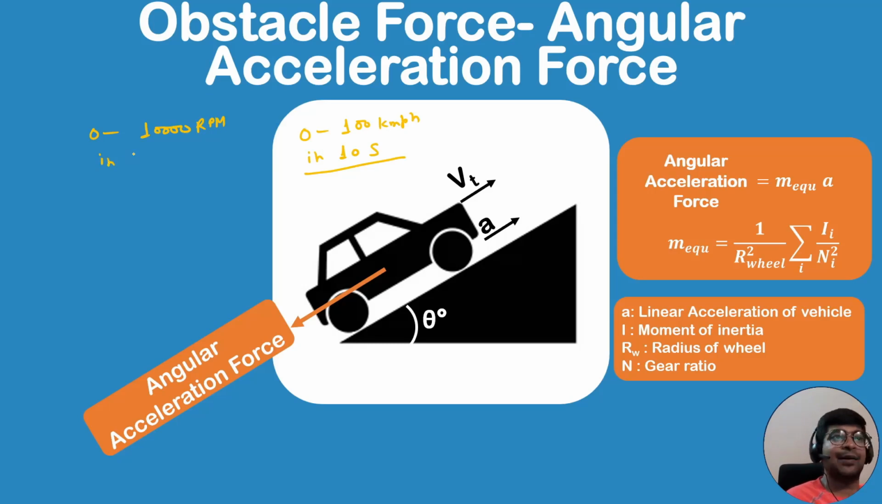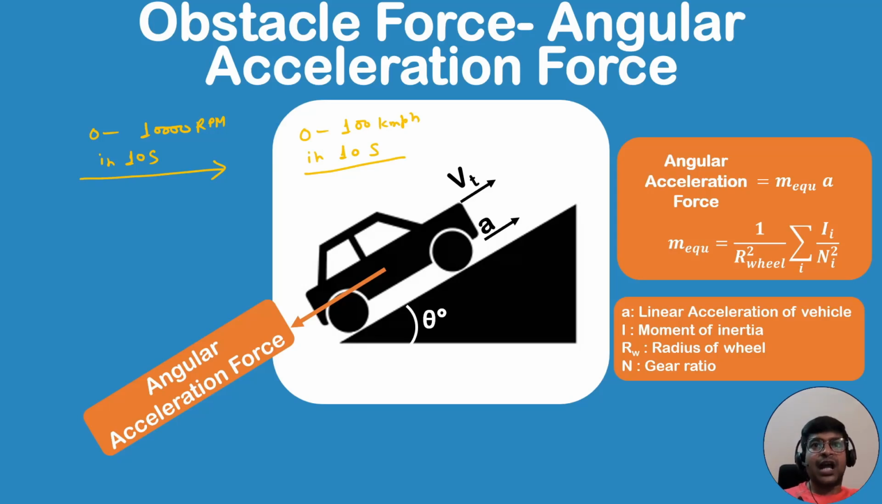in the same amount of time, which is 10 seconds, which means that now the motor has to deliver power or energy not only to accelerate the vehicle from, let's say, 0 to 100 kmph, but also it has to deliver the additional power to rotate these components from 0 to the respective rpm. And hence this extra power that the motor is delivering, we define as some sort of obstacle force acting on the vehicle, and that obstacle force we call the angular acceleration force.